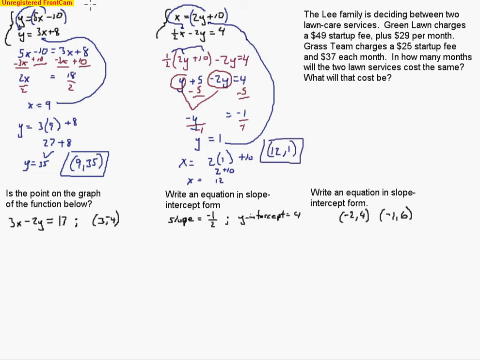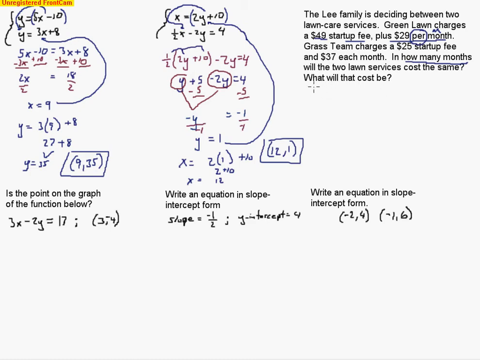Well, where do we use this stuff? Well, we use it on problems like this, where it talks about a family, the Lee family, deciding between two lawn care companies. Green Lawn charges a $49 setup fee or startup fee plus $29 per month. Whenever you see the word per or each, typically this is going to be our variable, but we'd have to go to the question. Here's the question. In how many months? Yes, they want to know the number of months. We don't know the number of months. That's our unknown. So m we'll call our unknown.